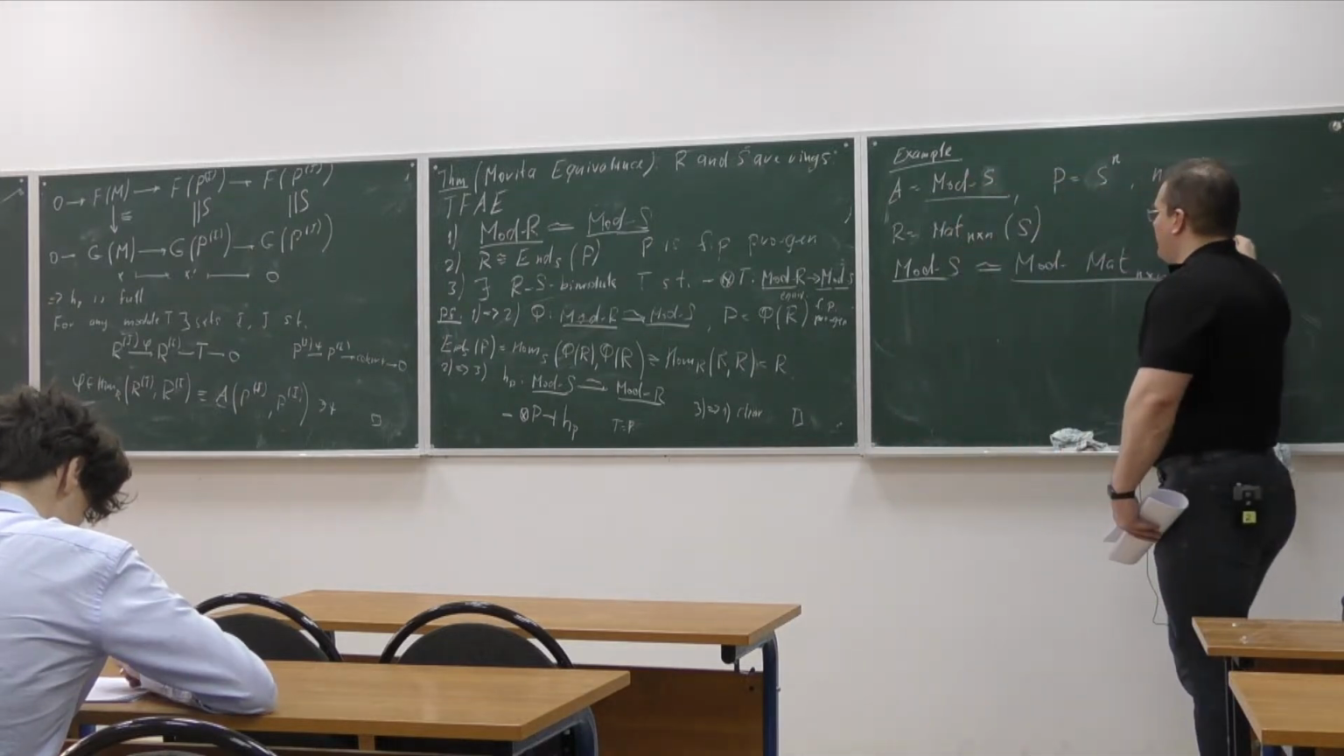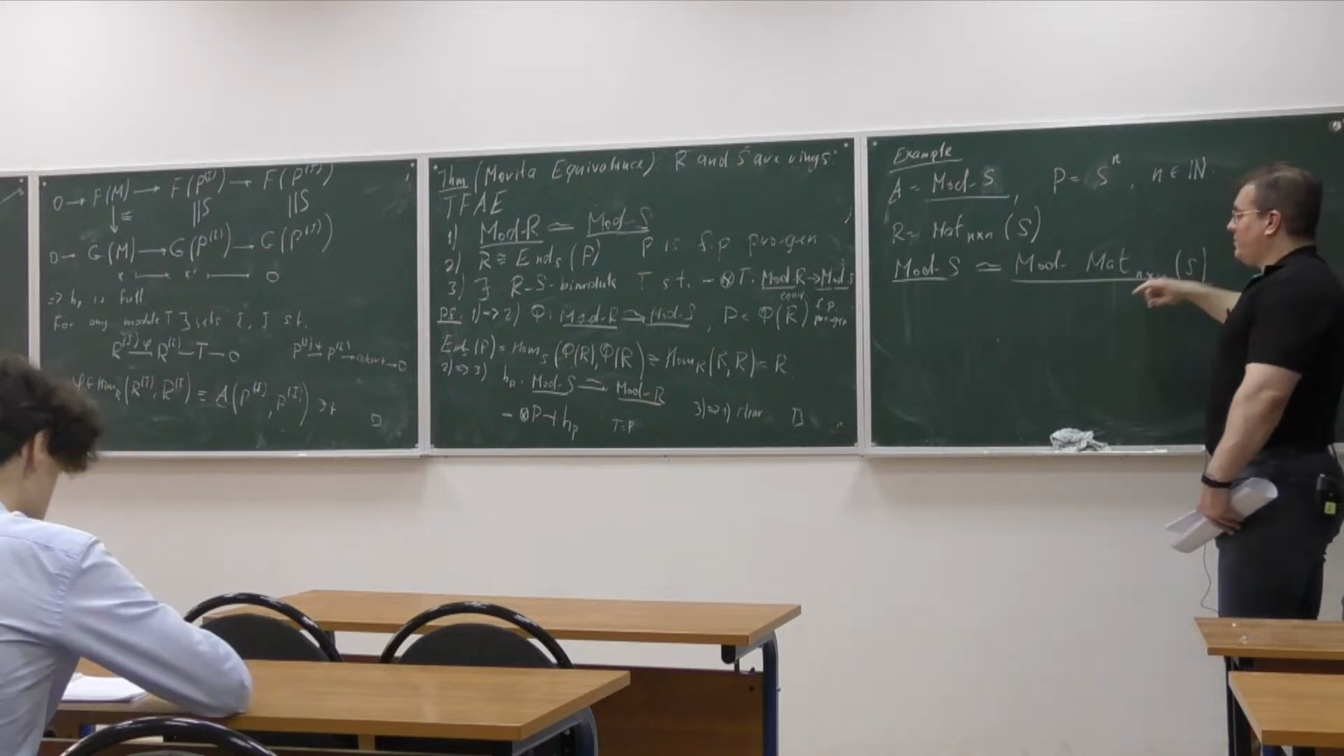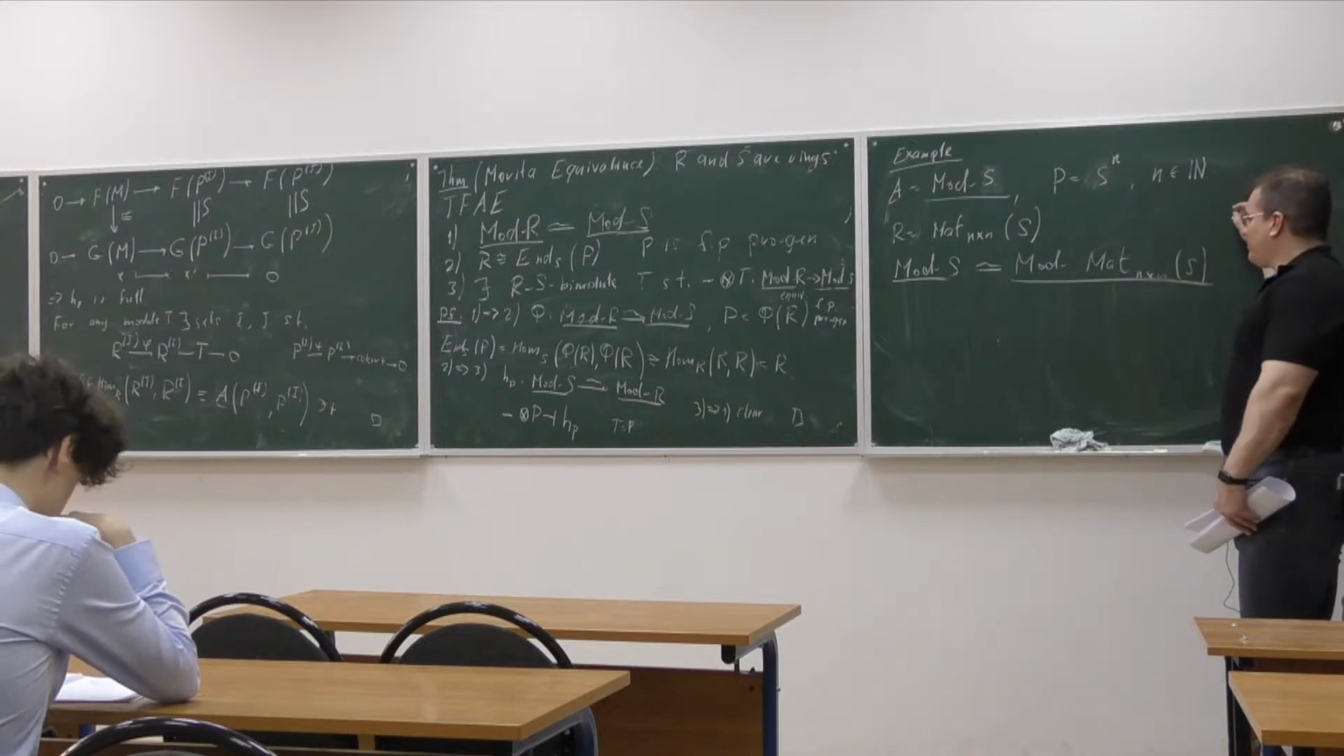So these are examples of two Morita equivalent rings, but they are not isomorphic as rings, of course.